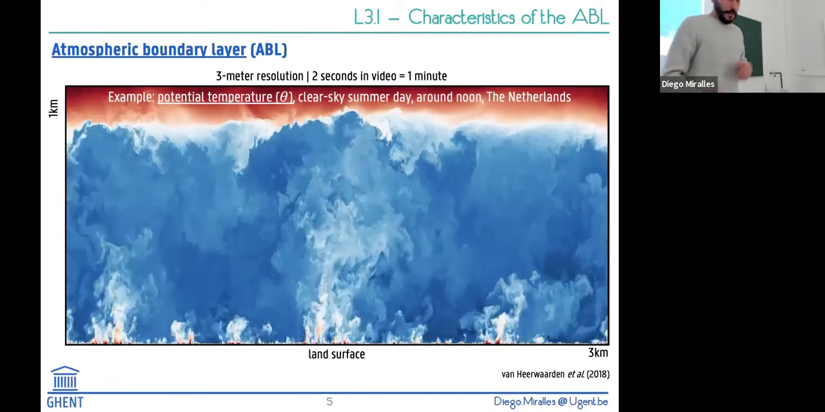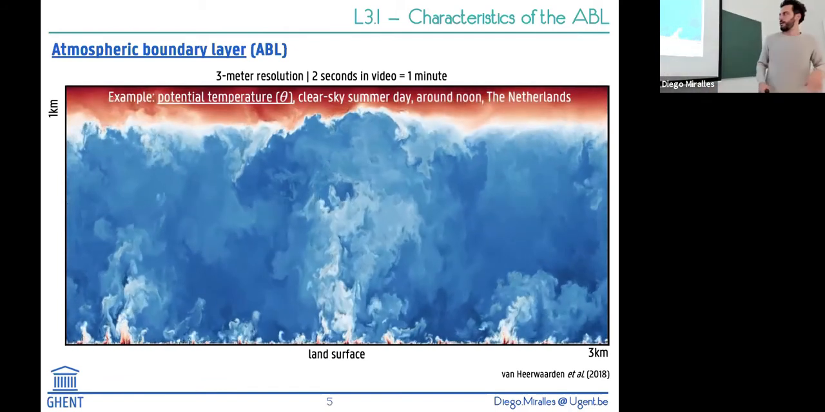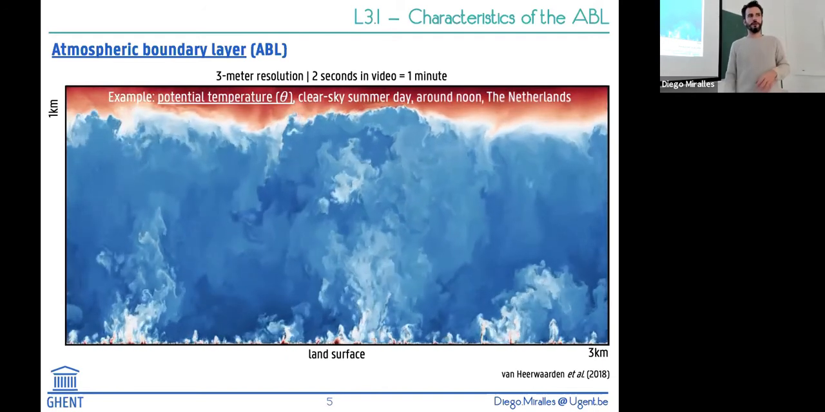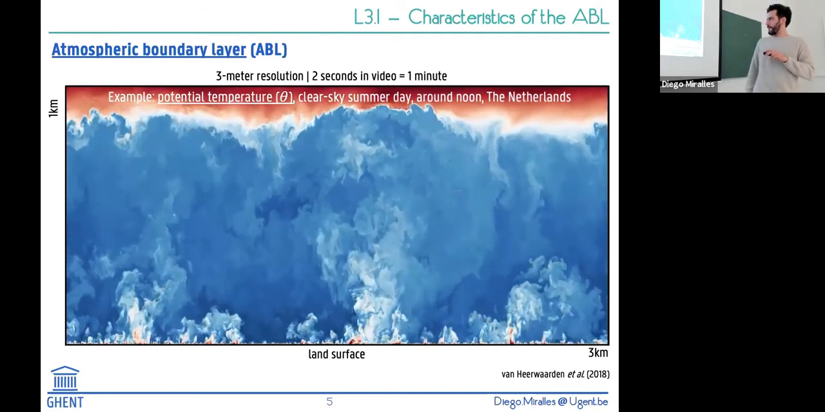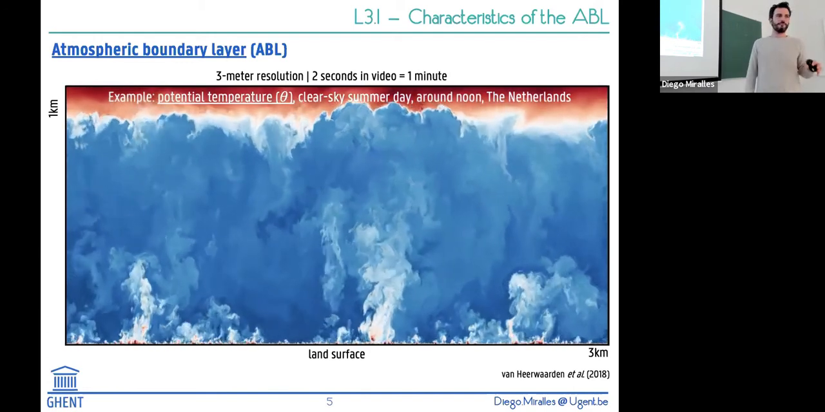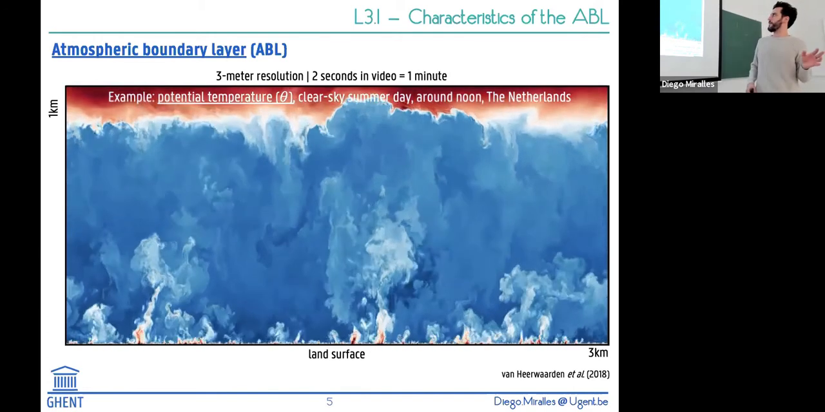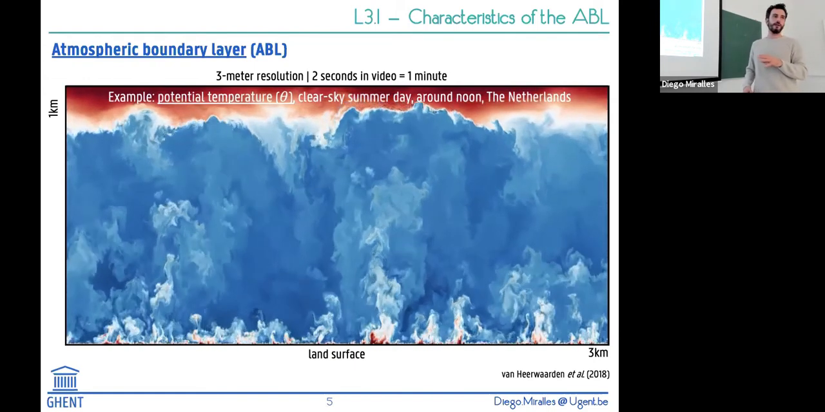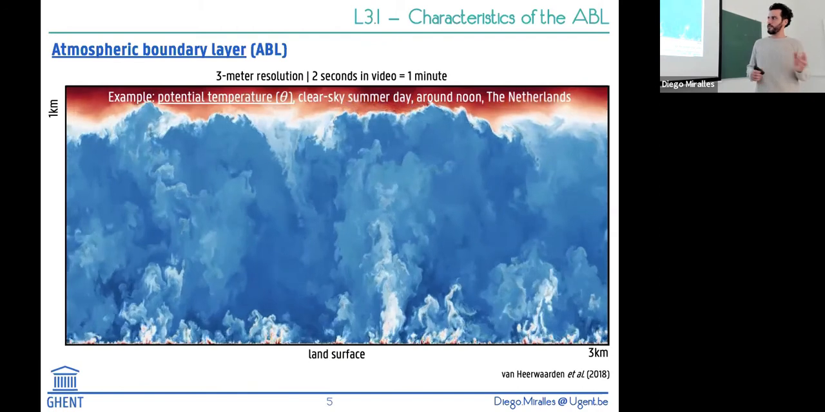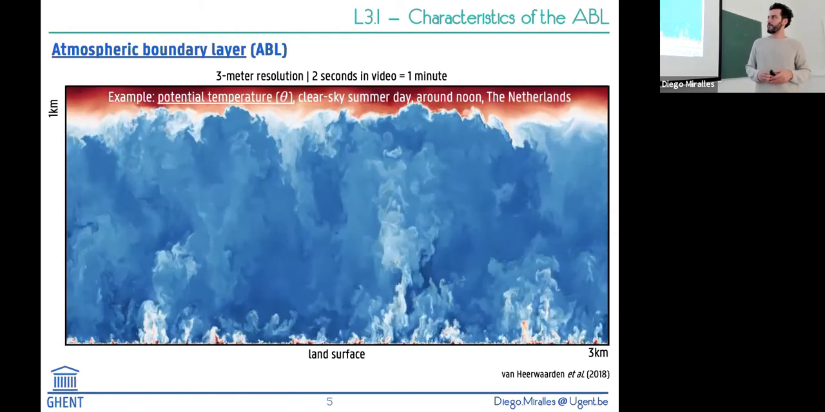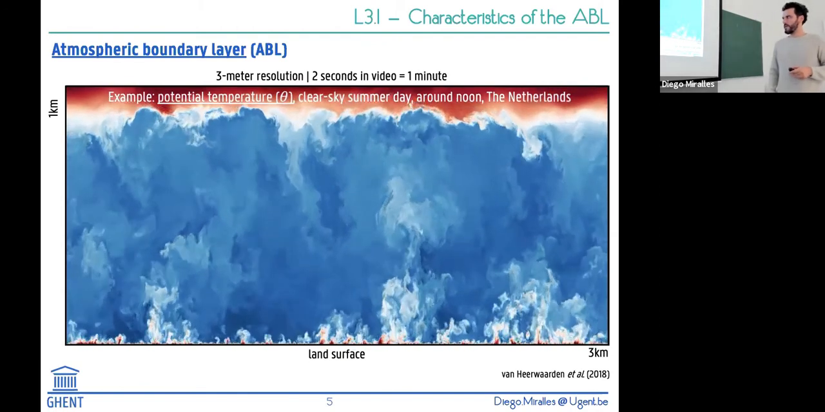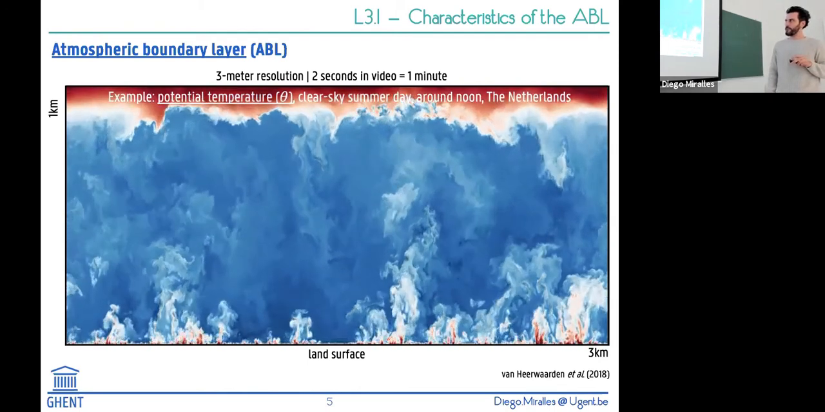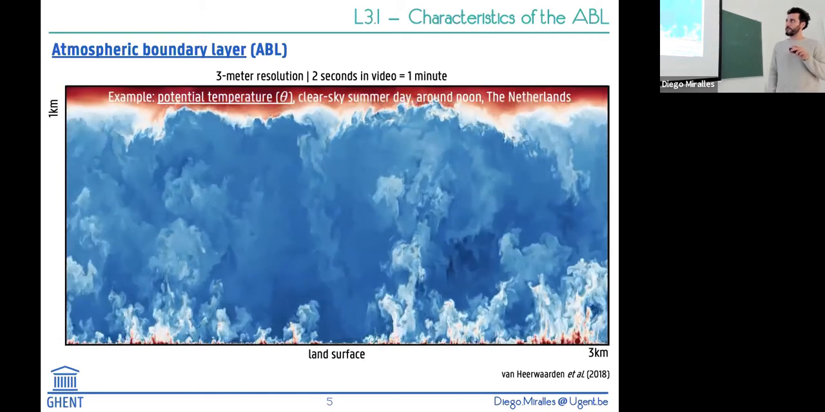And again, you've seen this animation before, probably played it today a couple of times, because it's important for you to know what we're talking about today. This is the atmospheric boundary layer. This is an example with a resolution of about 3 meters, 2 seconds. The video is 1 minute in real time. It's placed in the Netherlands in the summer. And what you're seeing essentially is about midday, and temperature, in this case potential temperature actually.